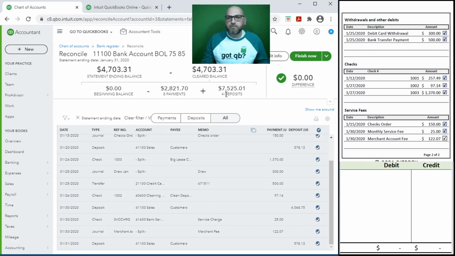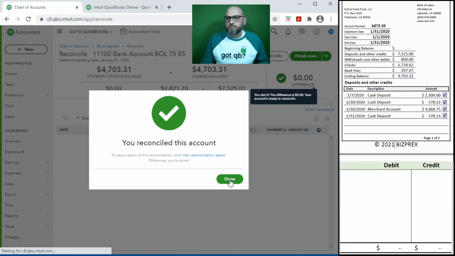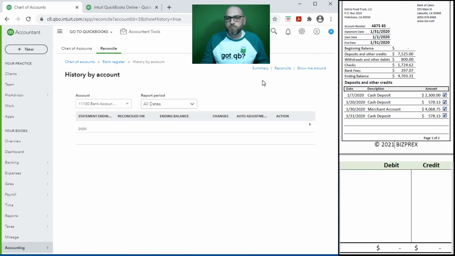Everything looks fine. Ending balance, yep, looks good. Everything looks good. Let's finish it. Again, the only thing here, QuickBooks Online doesn't prompt you to print the report. I suggest you do it, because you will attach it to the statement and it does indicate that the statement has been reconciled.